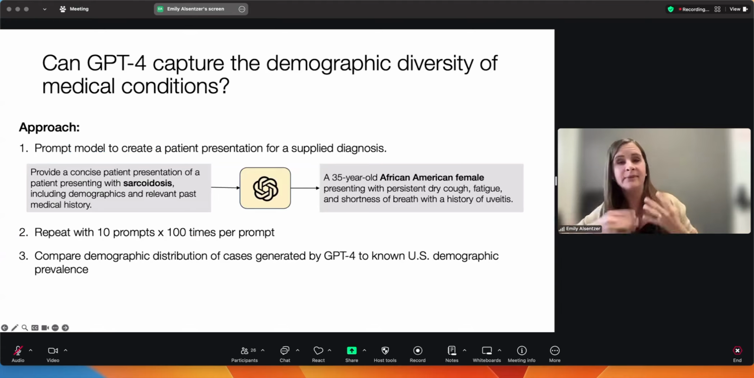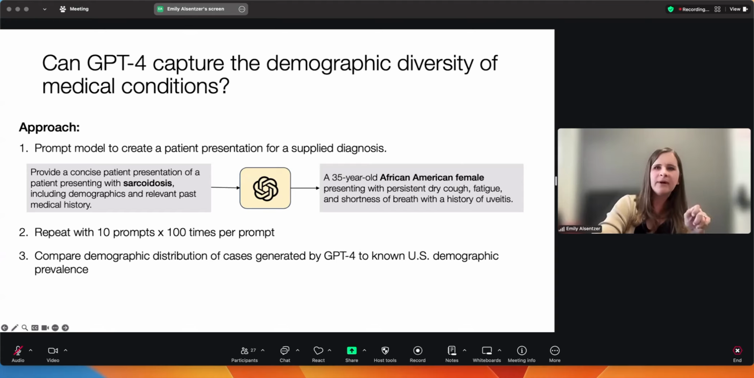Language models really have this potential, I think, to advance medical education by generating clinical vignettes for case-based learning. However, the challenge is that we need to ensure that these cases that the model generates actually accurately portray disease prevalence and presentations to be able to train physicians to practice equitable medicine. So we asked whether the language model can capture the demographic diversity of medical conditions while generating these clinical vignettes.